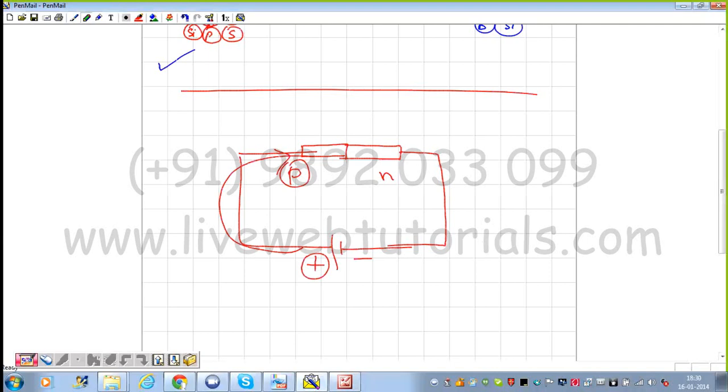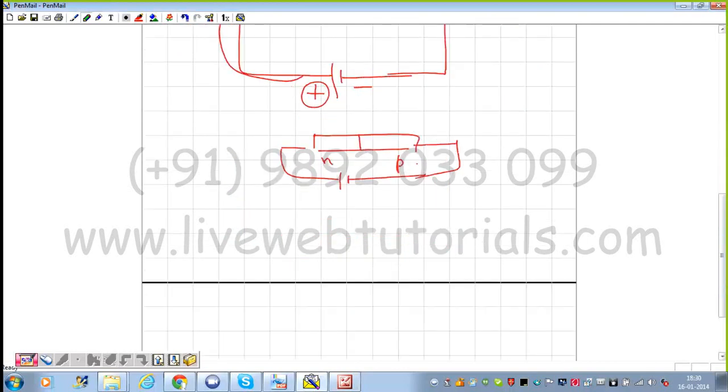But if I am applying the signal in the reverse way, suppose here N is there and here P is there, in this case the current is not going to flow. So from one side the current will start to flow, and from the other side the current will not flow. So a diode will allow the flow of current in one direction only.